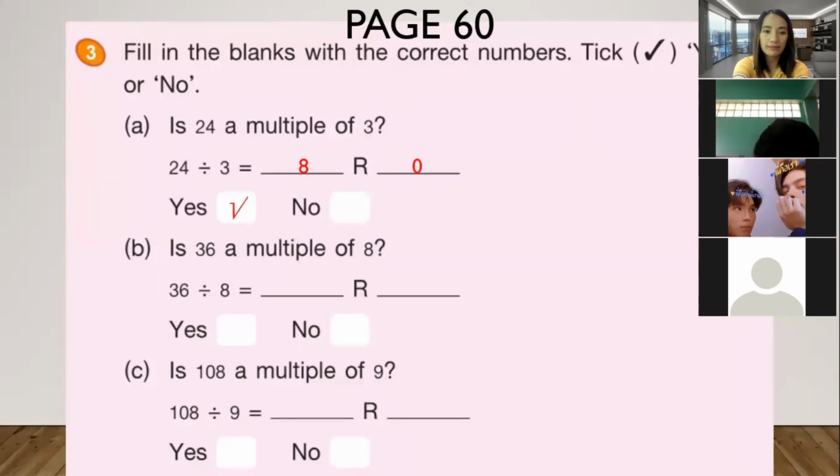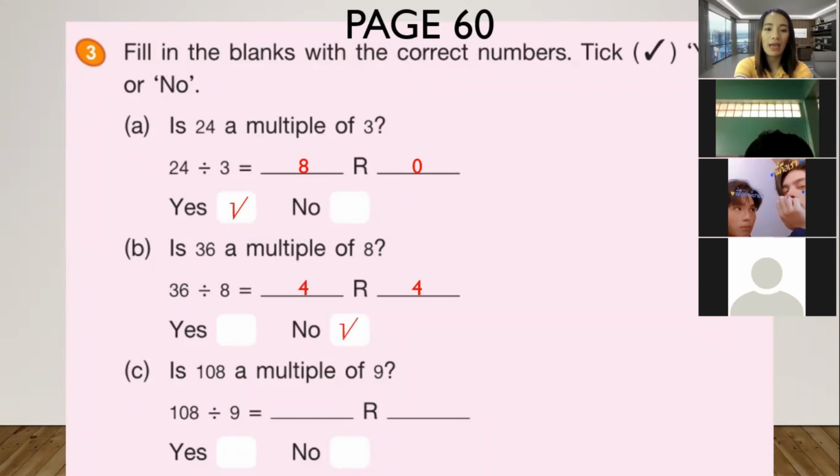Letter B. Is 36 a multiple of 8? 36 divided by 8 equals 4. Very good. What is the remainder? The remainder is 4. So the quotient is 4 and the remainder is 4. Is 36 a multiple of 8? Yes or no? No. Very good.